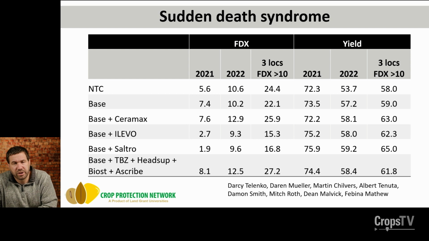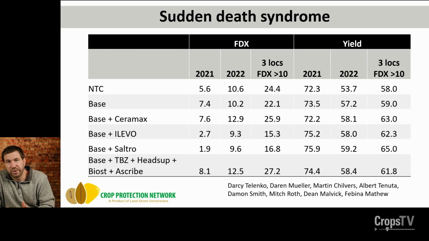There's a lot of numbers here, but 2021, again, 9 locations, non-treated control, the FDX, so that 0 to 100 scale, averaged less than 10, so 5.6. And if you look at the base and the base plus Ceramax and the AWBA one, there were no reductions. Ilivo and Saltro reduced the amount of FDX. And again, this is consistent with what we've seen in the past, that these are the 2 products that work the best, or are the most effective, at reducing foliar symptoms.